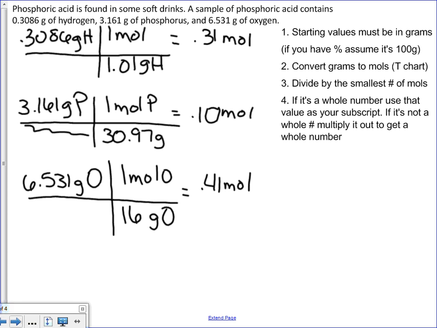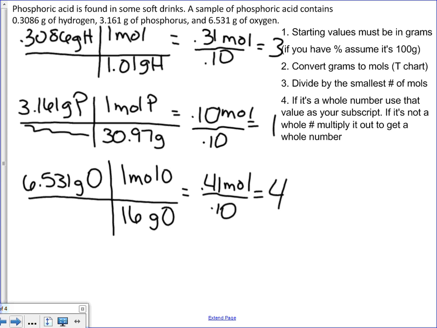Step 3 tells us to divide by the smallest number of moles, so that would be phosphorus. So we're going to divide each one of these by 0.1. And it says if it's a whole number, use that value. So if we divide 0.31 by 0.1, we're going to get 3.1, and that value is close enough that we can round it to the nearest whole number. This becomes 3, and then 0.41 divided by 0.1 gives us 4.1, and that one also is close enough. We can just round it to the nearest whole number.